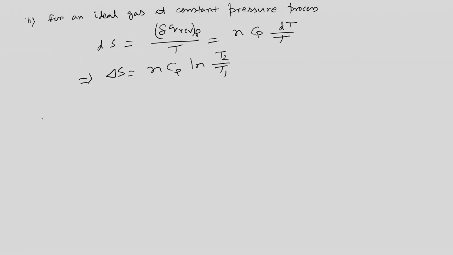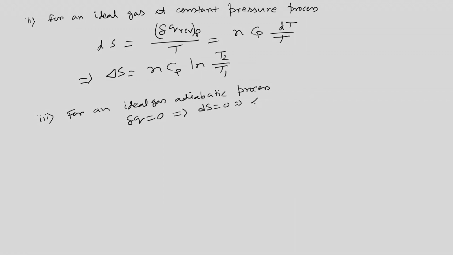Third case. For an ideal gas and adiabatic process. This is the simplest one can think of, because adiabatic process means del Q is 0. So, it gives dS equals 0 or delta S equals 0. So, nothing to do.